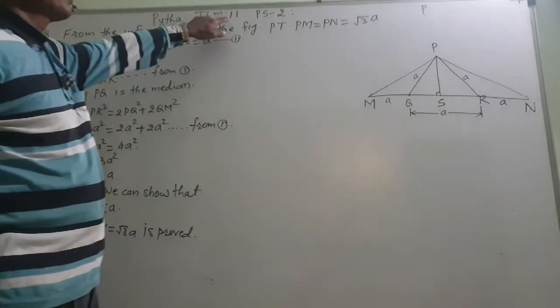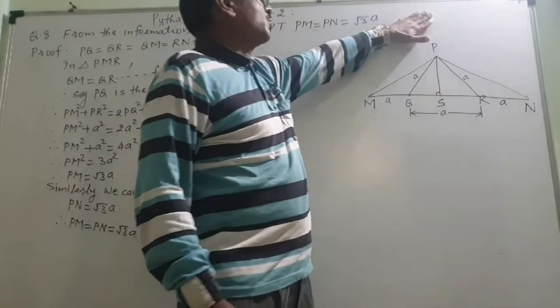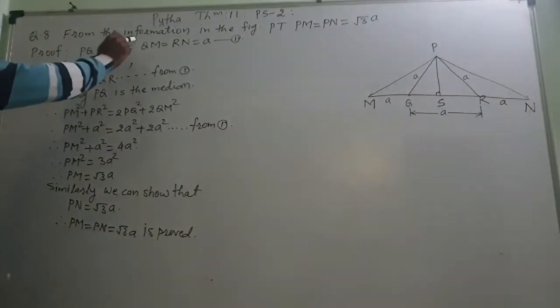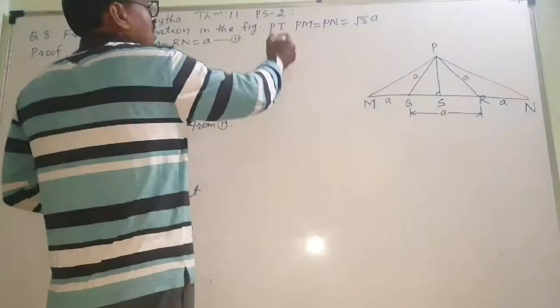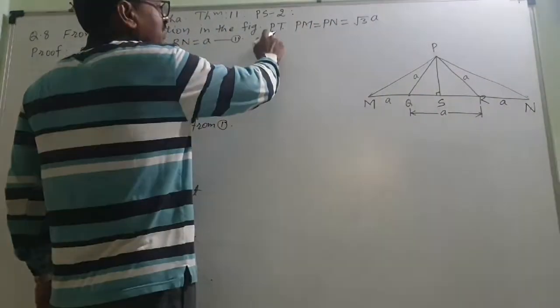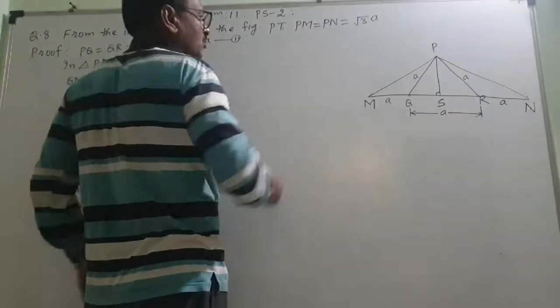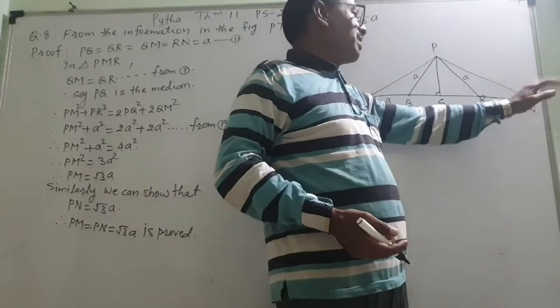In lecture number 11, we were solving problem set 2, Pythagoras theorem. This is question number 8. To save time, I have already written something. I have solved it. From the information given in the figure, prove that PM is equal to PN is equal to root 3a. This PM and this PN is root 3a that we have to prove.